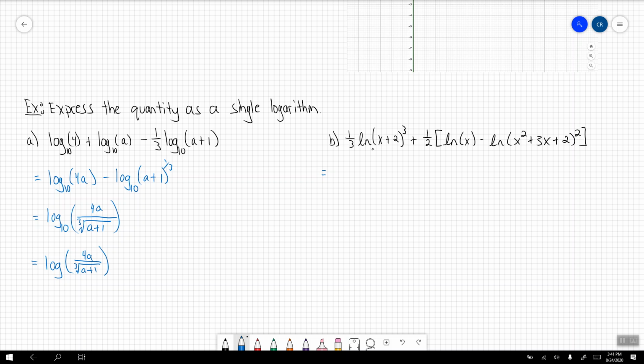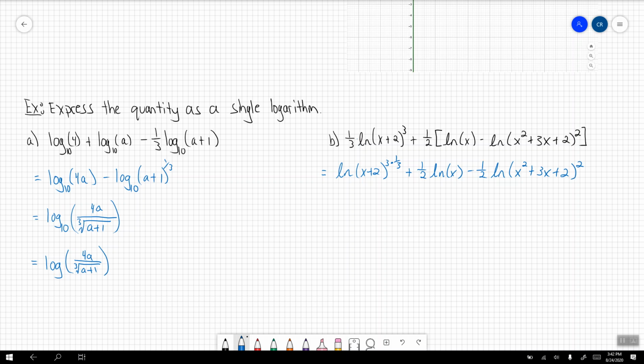Raising the first term to the power of 1/3, that means this 1/3 multiplied by the logarithm will turn into the logarithm of (x plus 2) to the power of 3, and that's now going to be multiplied by 1/3, plus 1/2 times the natural log of x, minus 1/2 times the natural log of (x squared plus 3x plus 2) squared.